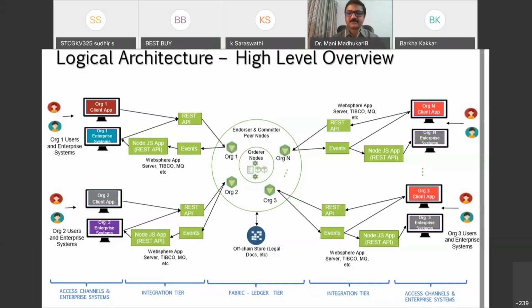So depending upon various use cases, the implementation varies, right? This is what a typical logical architecture looks like, which is a high-level overview of the overall system, okay? This is for the more detailed view.